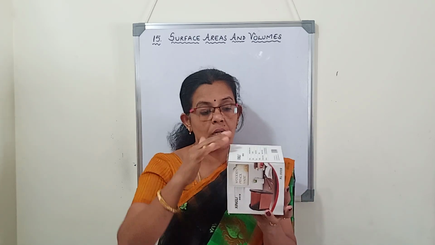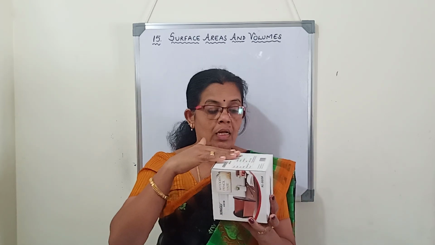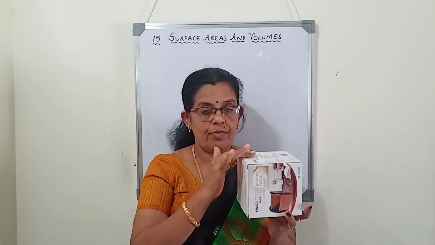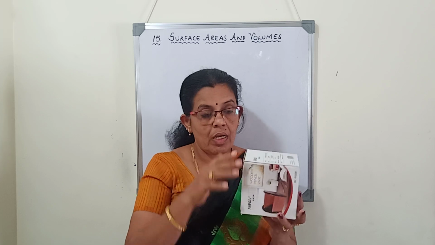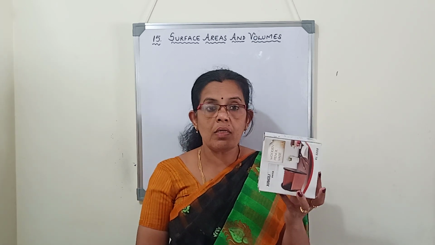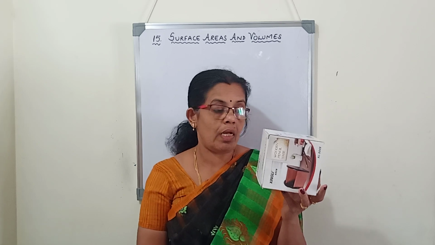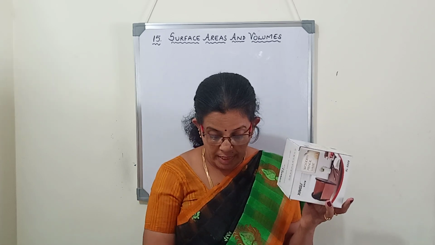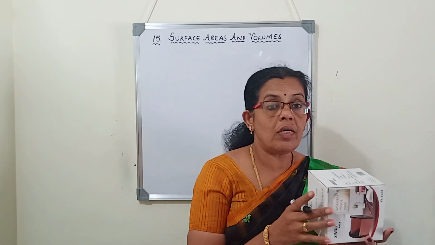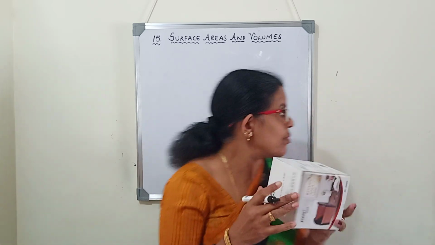For a cube, all the faces or all the surfaces have equal area. What is the shape of each surface? It is a square. Now, there are 2 types of surface area: one is curved surface area or lateral surface area, and the other is total surface area. First, we will see what is the curved surface area of a cube.